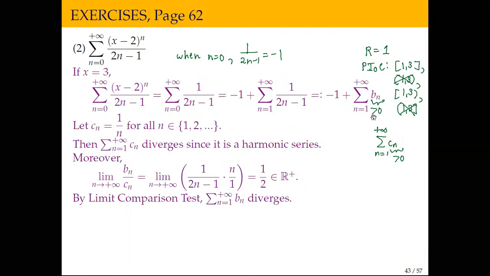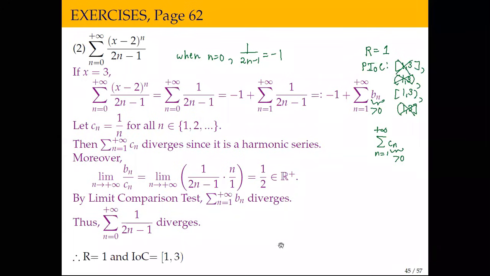So kung meron kang divergent na infinite series at nag-add ka ng kahit anong real number doon, magiging divergent din yung resulting infinite series. Thus, we say that this infinite series diverges also. So, hindi kasama yung 3 sa interval of convergence mo. So, tatanggalin natin itong possibility na ito. Thus, for our conclusion, we have the radius of convergence equal to 1 and the interval of convergence is given as this interval. This is our answer for number 2.